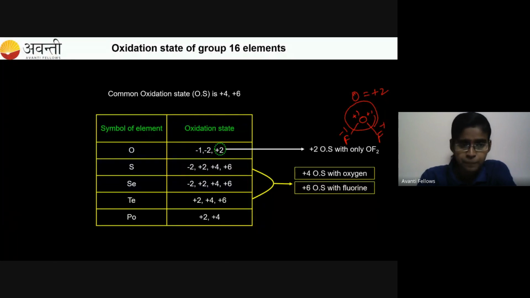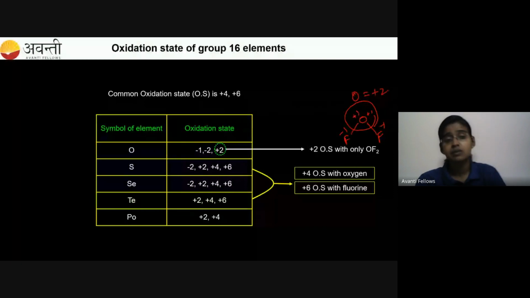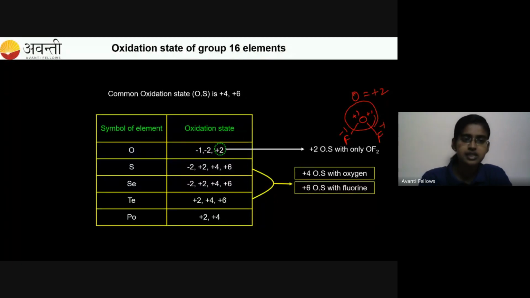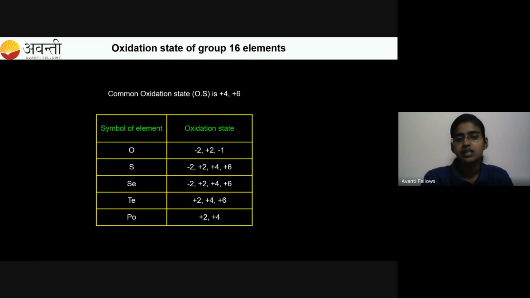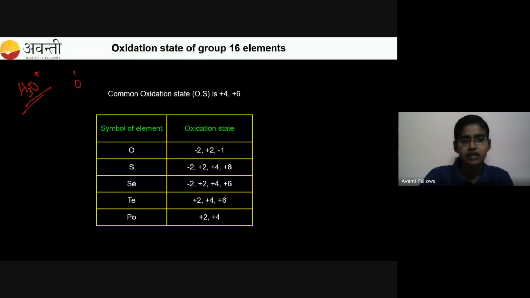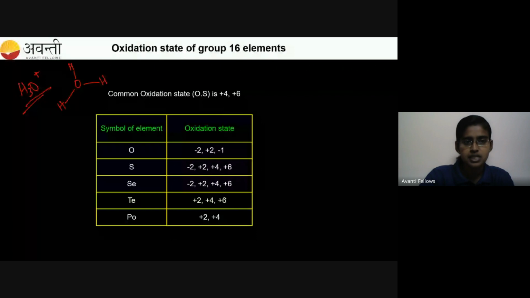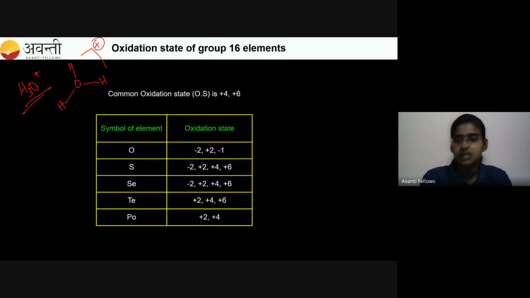Okay. Then talking about the covalency, the maximum covalency of oxygen. Like we have seen, the maximum covalency of nitrogen is 4, right? So like that for oxygen, it is 3. Oxygen can form only 3 bonds, maximum. Like in the case of H3O plus, you might have seen. So here you can see that oxygen is having 3 bonds. This is H3O plus. Maximum covalency is 3 for oxygen.